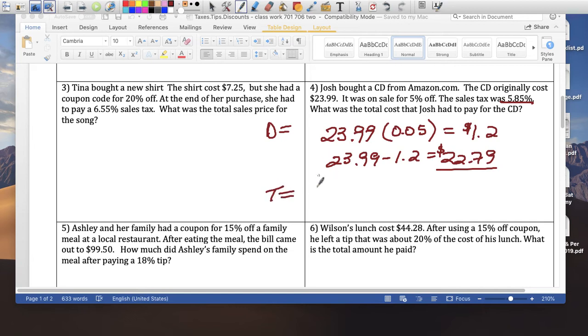So tax. Find the tax. I get the new price, $22.79. I'm going to multiply by the tax, which is 5.85% or 0.0585. And let's find out what that is. Times 0.0585, and that's going to give us $1.33 in taxes. So our tax is $1.33.